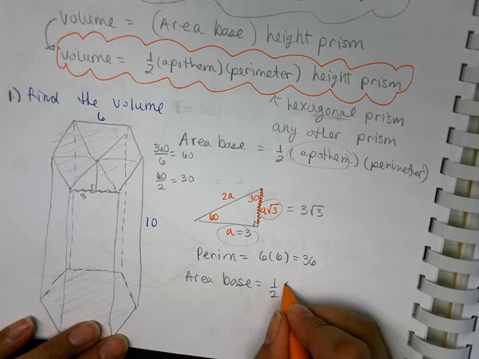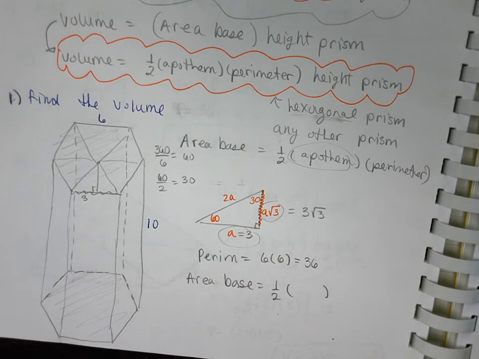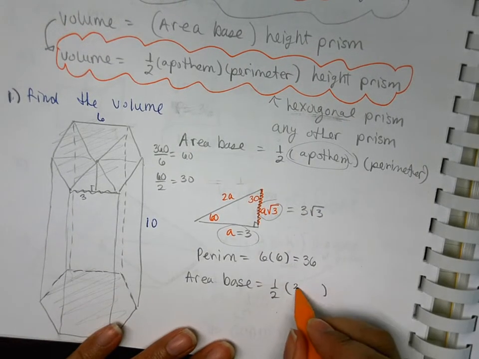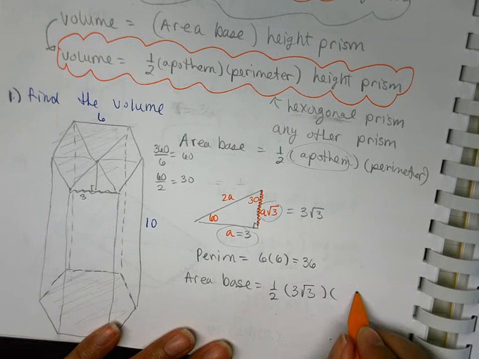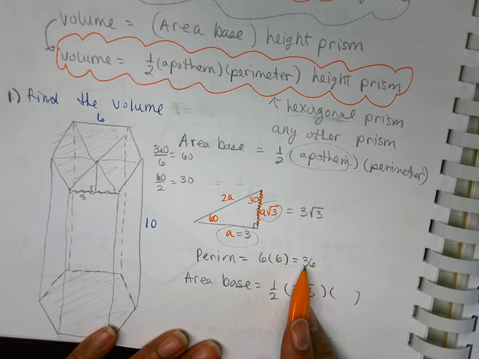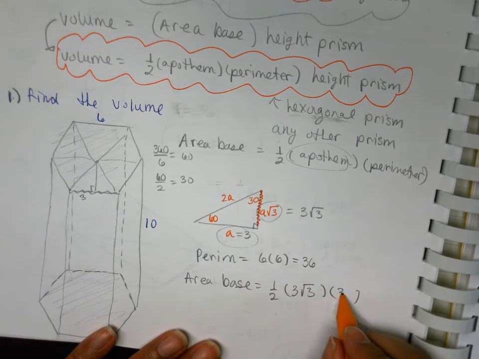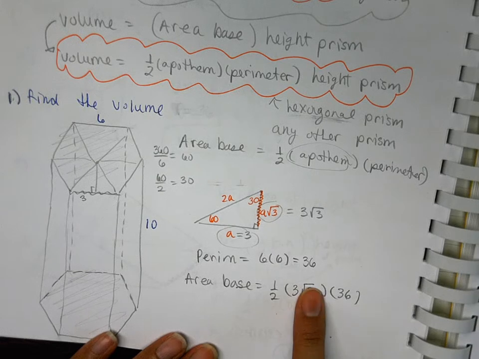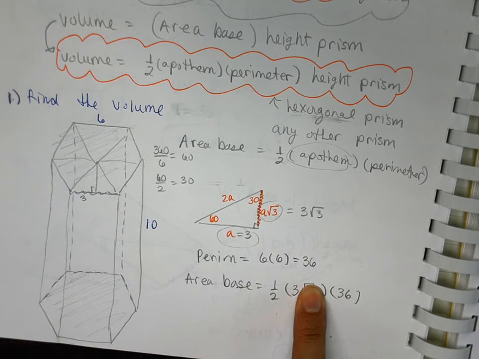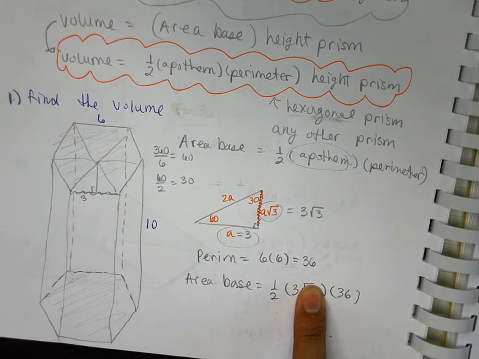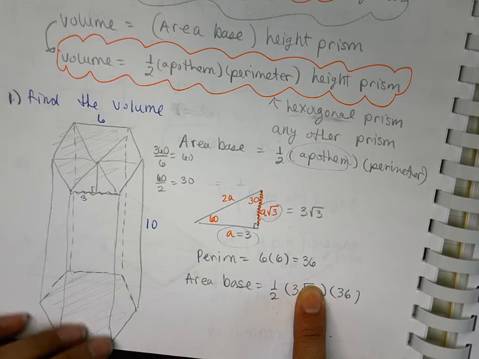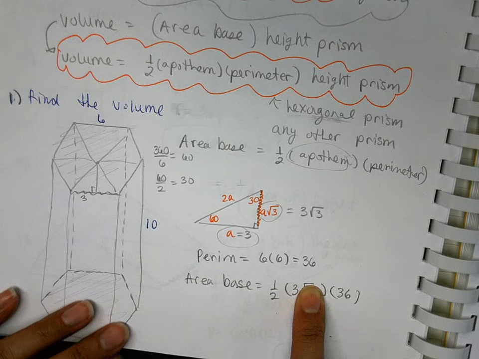Area of the base is half the apothem. We just found the apothem to be what? 3 root 3 times the perimeter, and we just found the perimeter to be what? 36. Now when you plug this in your calculator, do not plug in the root 3. So you do 3 times 36 divided by 2. And I suggest you do not doze off because this is a test question. Yes, all of these steps on your own. 3 times 36 divided by 2, what do you guys get?